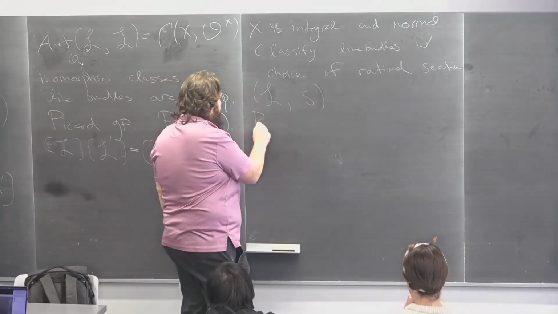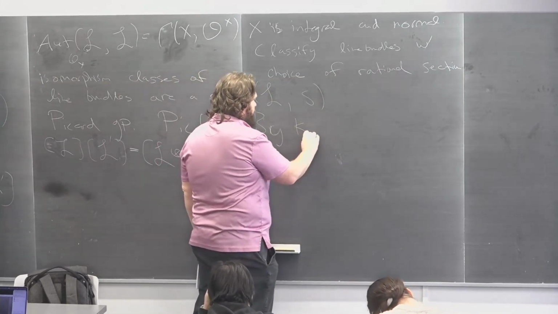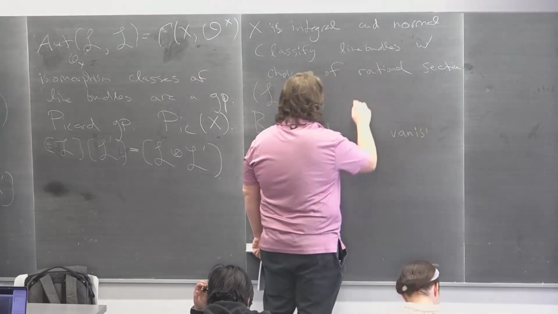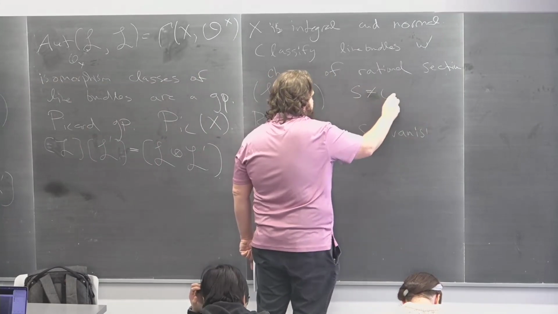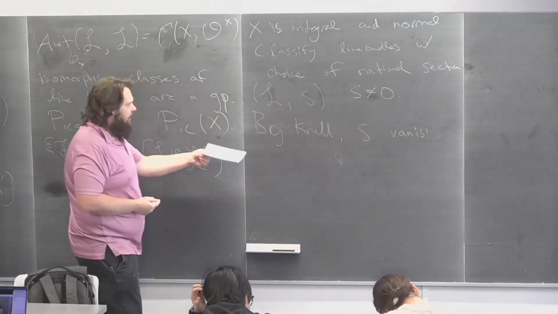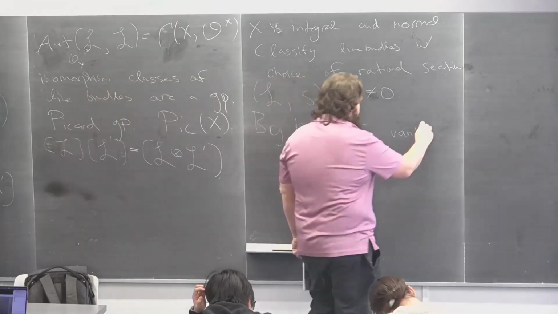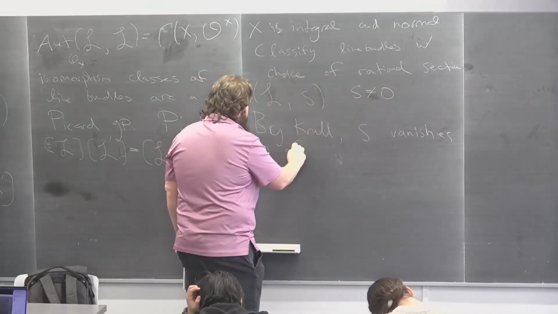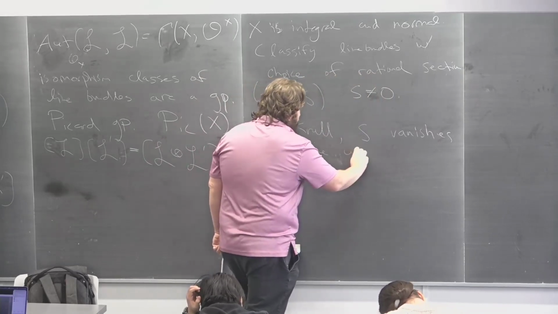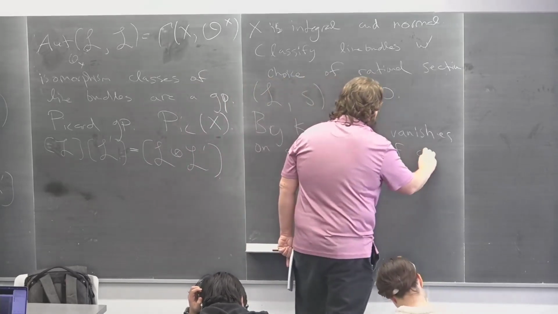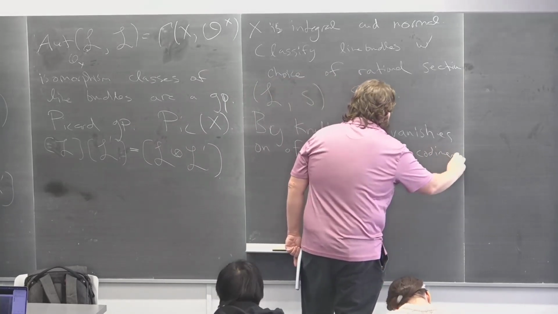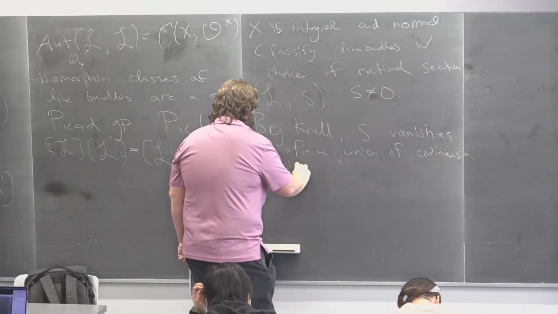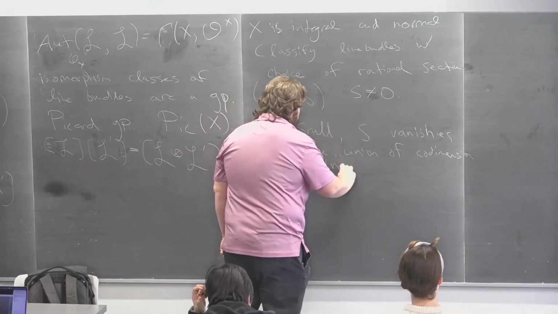So by Krull, S vanishes. I should specify here, S is not zero. So in that case, Krull's principal ideal theorem tells me that S vanishes on a finite union of codimension 1 subschemes, which I might as well assume are reduced.